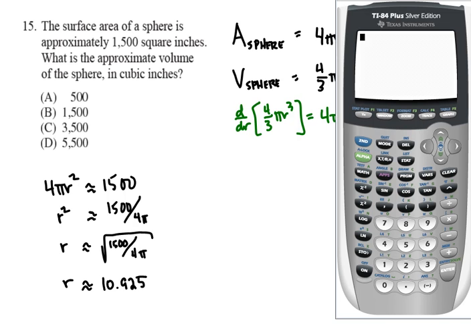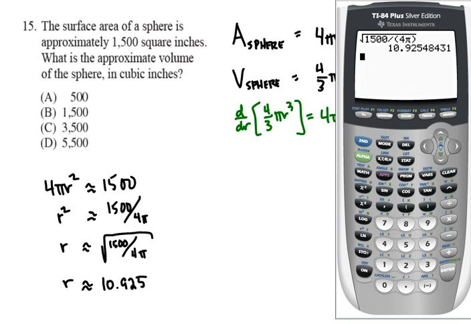Now if you wanted to do this all in one shot, you would do the square root and then we need 1500 divided by 4 pi, except that here you would want to put this in parentheses, put the denominator in parentheses. So you see how that looks there, 1500 divided by parentheses 4 pi. Otherwise it's going to divide by 4 and then multiply it by pi if that's not in parentheses. And enter, and we get the 10.925 roughly there. Now I'll just move the calculator out of the way.